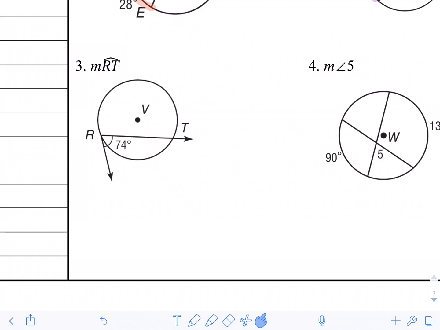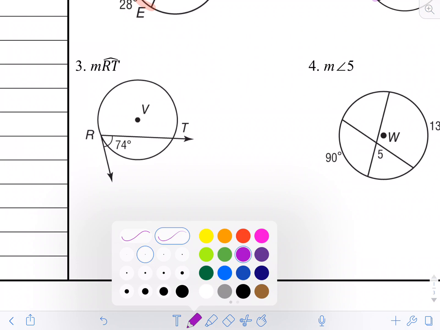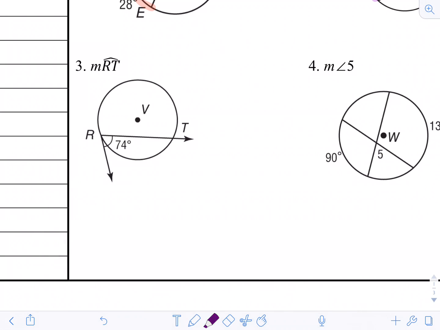Okay, number 3. Let me change up my colors again. For this one, we are trying to find the measure of arc RT. So here's my measure of arc RT. All we have to do here is take 74 and multiply that by 2. Whenever you do 74 times 2, you get 148 degrees. So the measure of the arc is 148 degrees.